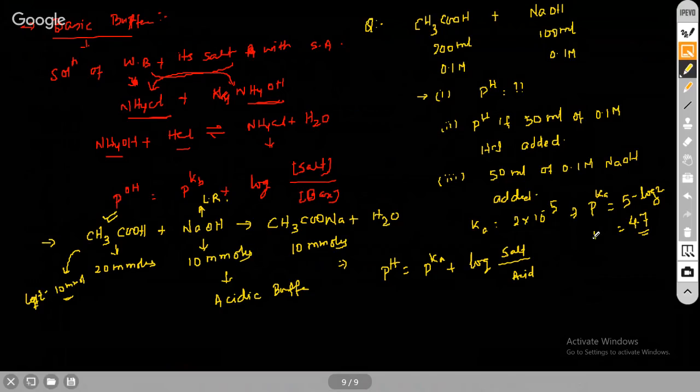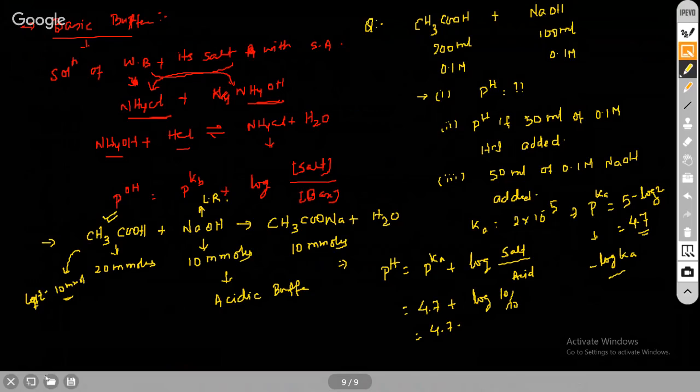pKa is equal to minus log of Ka. That formula we are using here. So it is 4.7 plus log of 10 by 10, which is log 1, which is 0. So the answer will be 4.7. Okay, so this is the first case. Now this is easy, it is a direct formula based question.